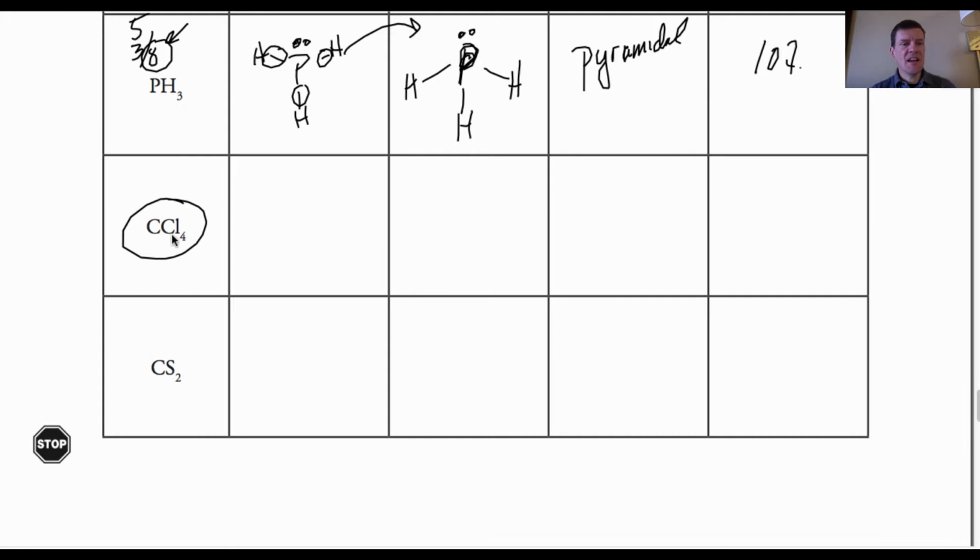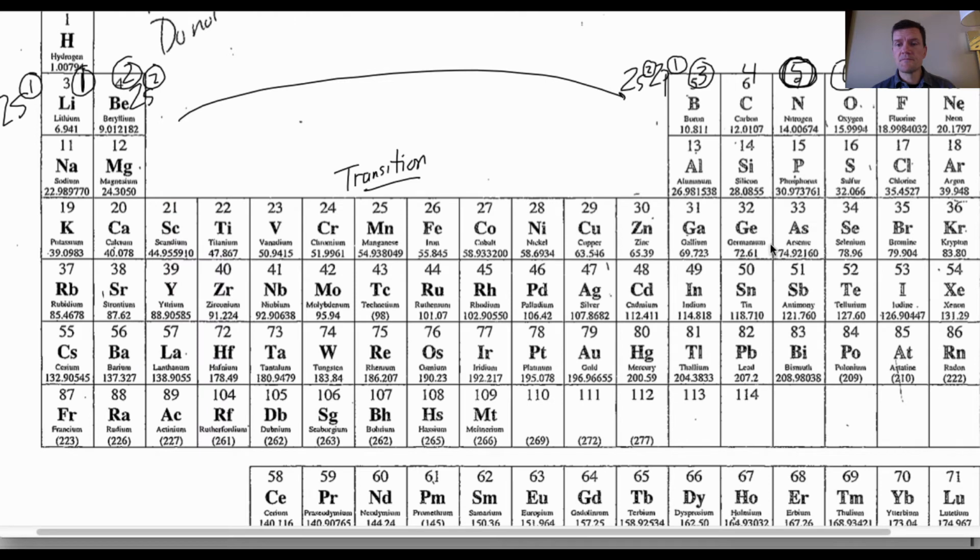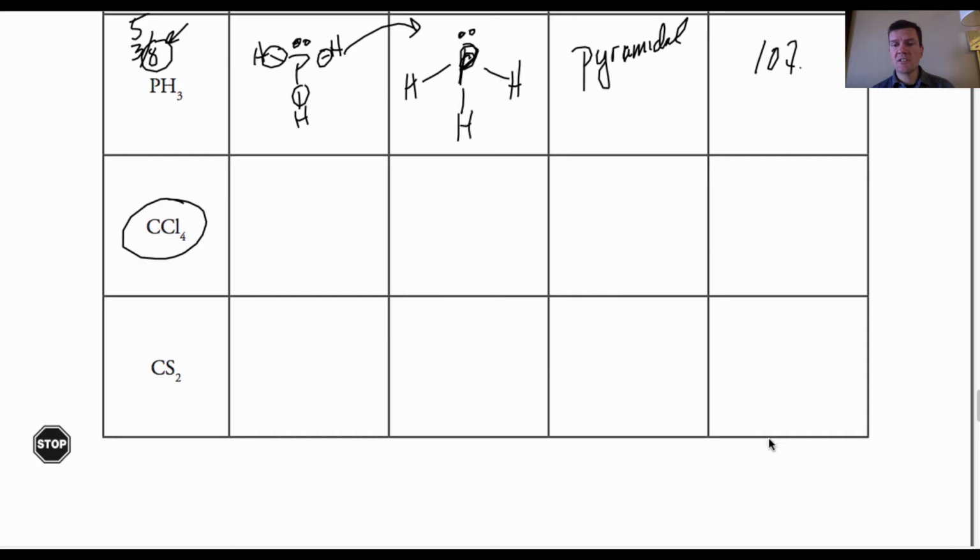Carbon and chlorine. Let's count up our total valence electrons. Carbon here, 4. Chlorine is in the halogen group, 7 each. So let's look at this. 4 for the carbon, and then 4 times 7. So we're going to have a total here, 28 and 4. We're going to have 32 electrons represented. We have to have 32 electrons.